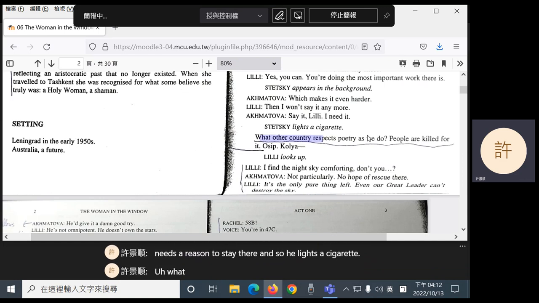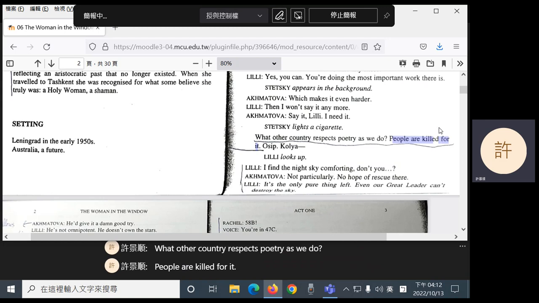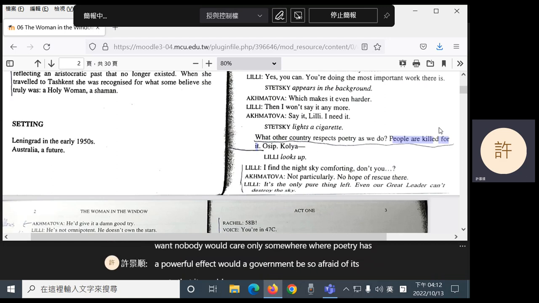What other country respects poetry as we do? People are killed for it. Yeah, that does make sense. If a country kills its poets, it must really care about poetry. Otherwise, you could just let poets write whatever they want, nobody would care. Only somewhere where poetry has a powerful effect would a government be so afraid of its poets that it would kill them.